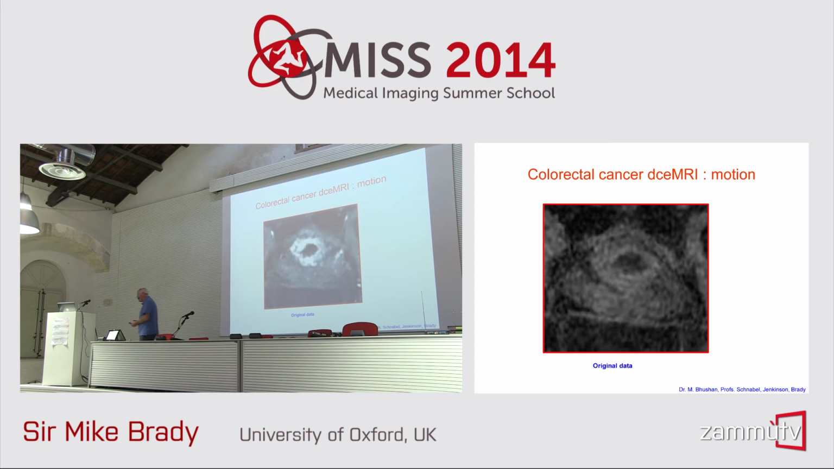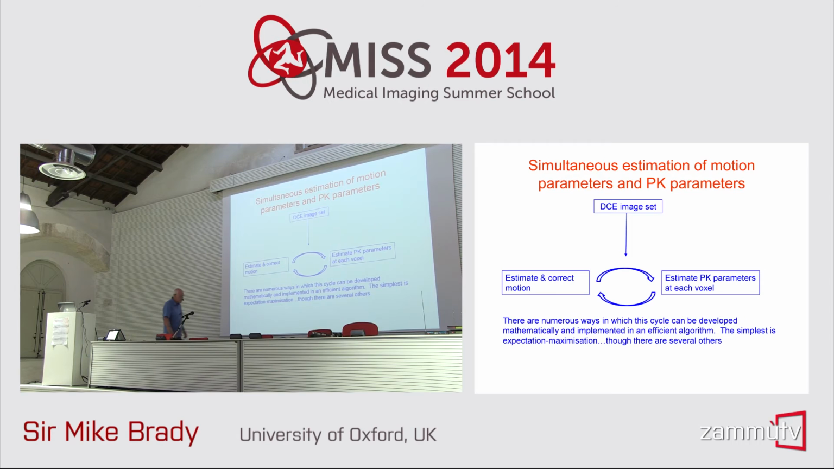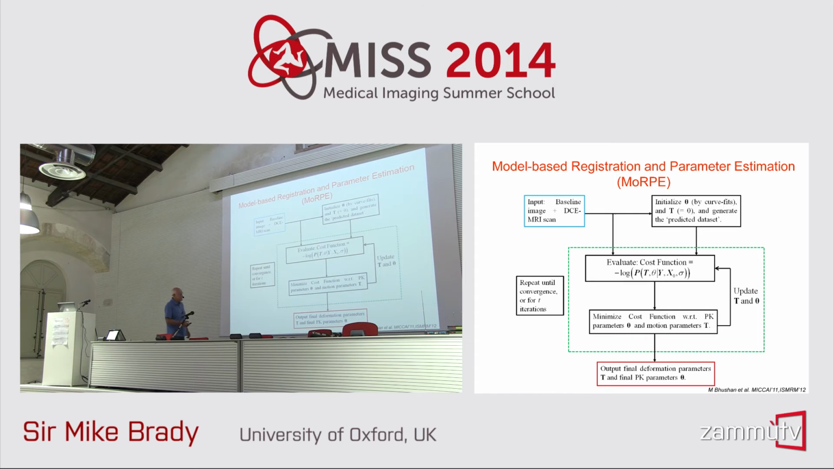So one of the things that we did that was in the Medical Image Analysis journal recently is you can take this image set and you do two things at the same time. First of all, you estimate and correct for motion. And second of all, you fit a pharmacokinetic model to the data. Okay, there are various ways you can do this, but that's fundamentally what's going on. You can turn it into mathematics, which is just a straightforward expectation maximization optimization. You can read that if you want, either in Manaf's thesis, or you can do it in the paper that's in the Medical Image Analysis Journal, or in MICCAI.